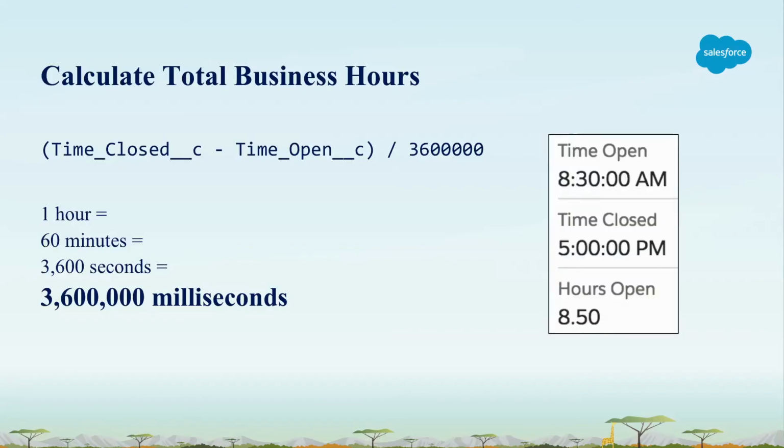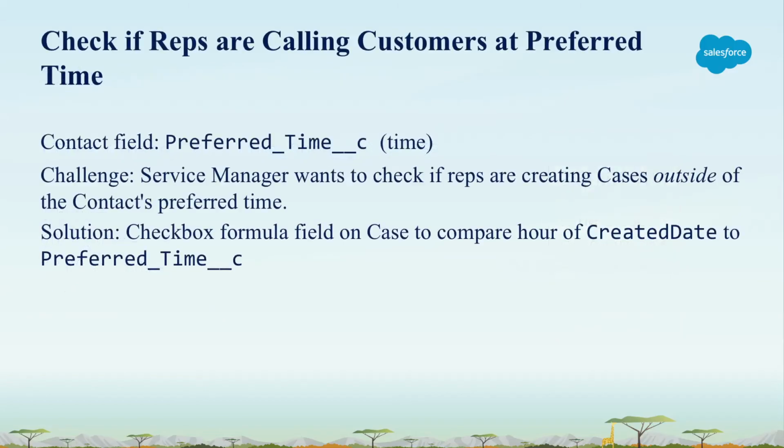Oh, so this is what that would look like. All right, open 8:30 a.m., close at 5 p.m. That means they're open 8.5 hours. Yes? Yes, the question was, if you just did time close minus time open, the answer would be in milliseconds, which I think you would figure out pretty quickly what you did. You're like, whoa, that's a lot of hours.